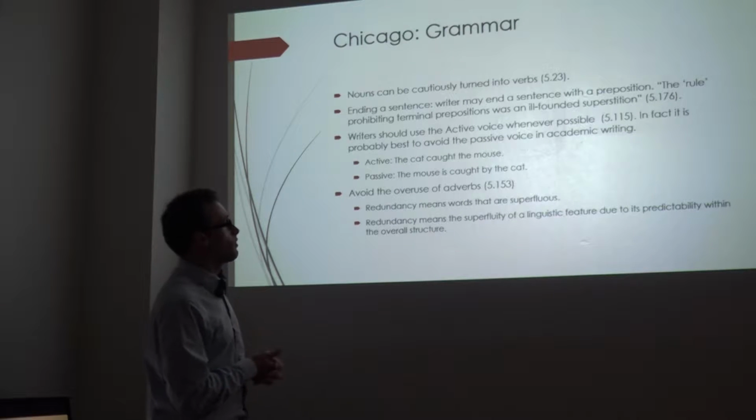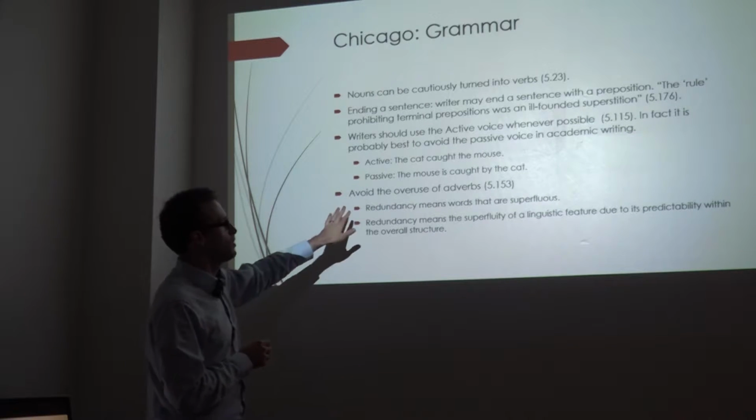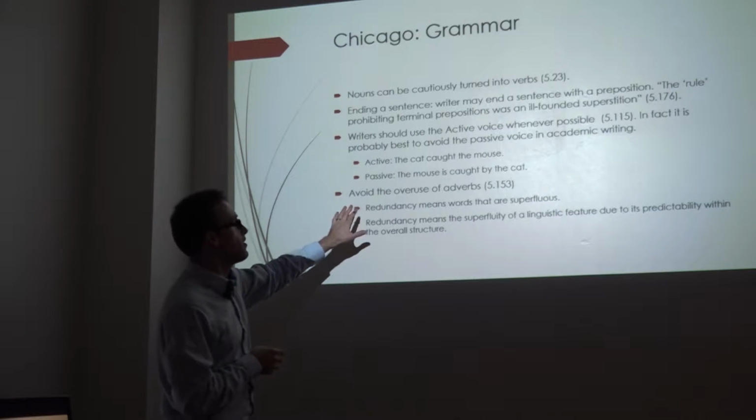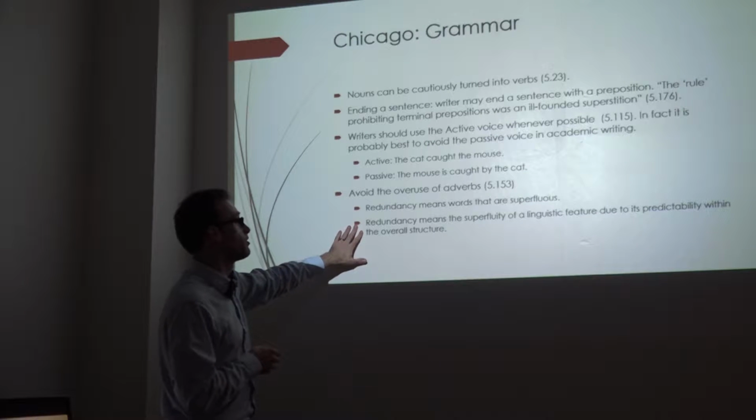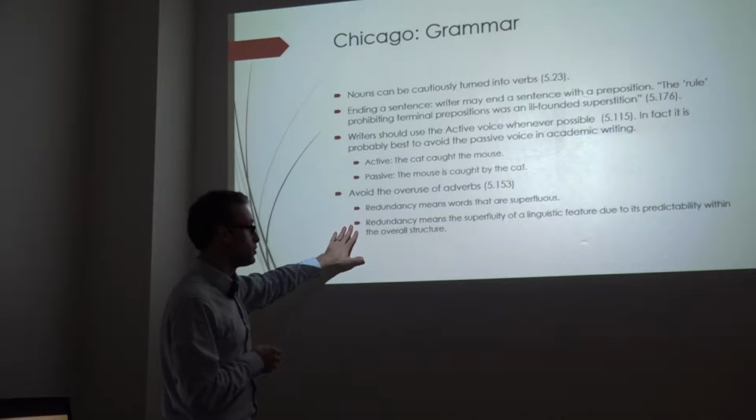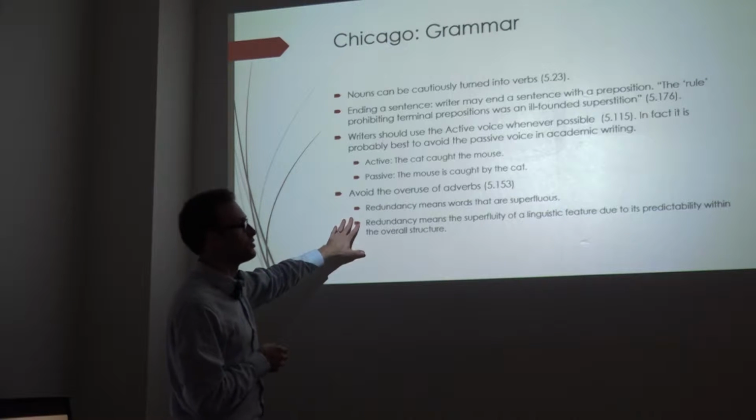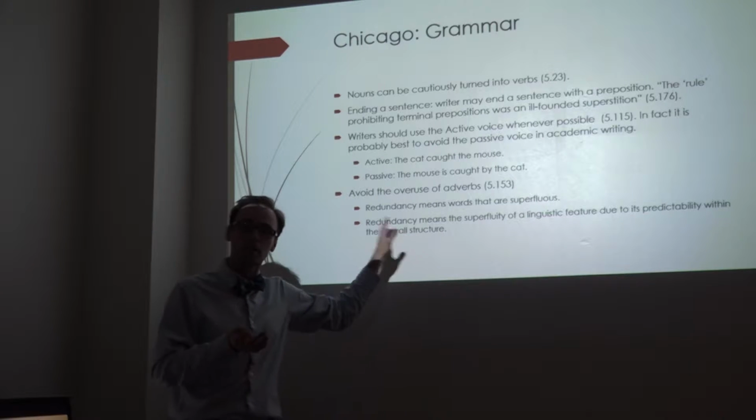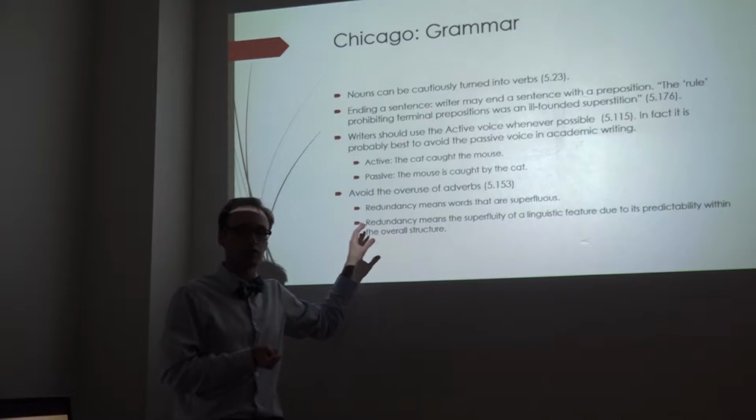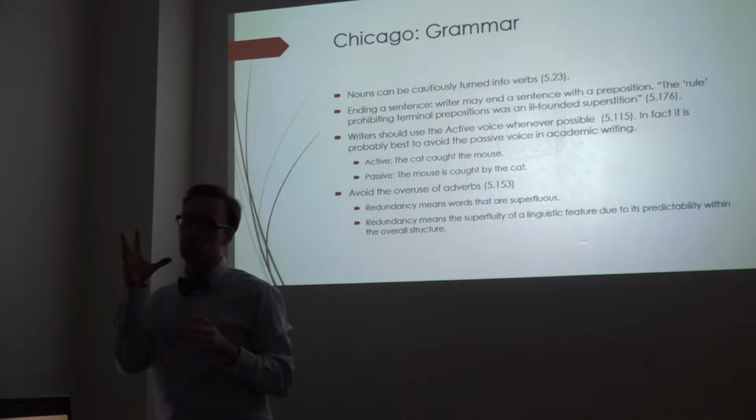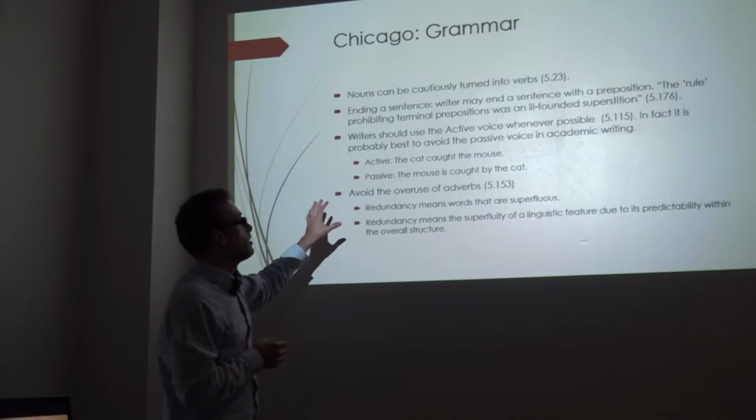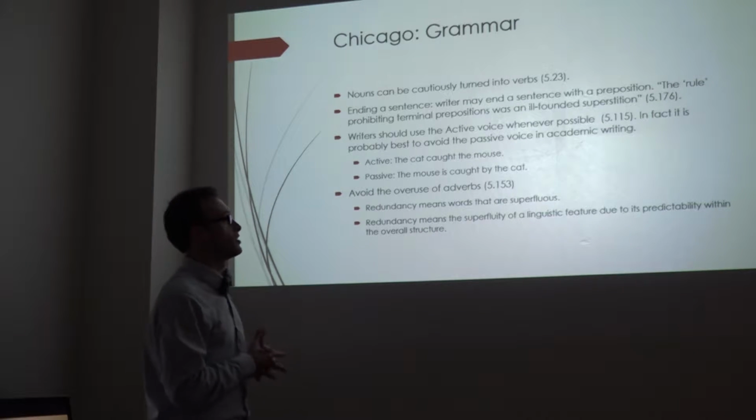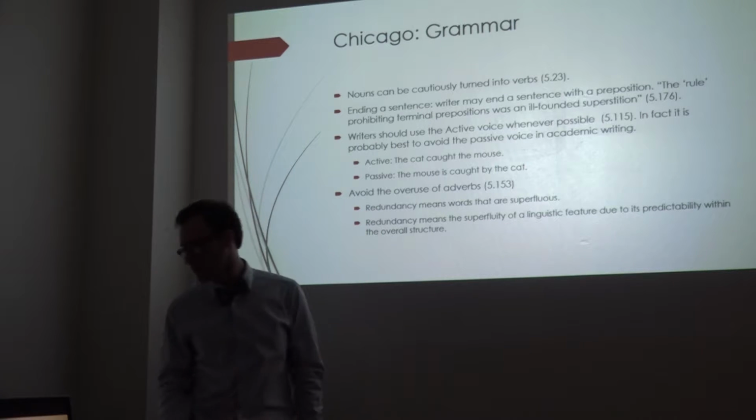Avoid the overuse of adverbs. Example: redundancy means that words are superfluous. And then what would be overdoing it? Redundancy means the superfluity of the linguistic feature due to its predictability within the overall structure. It's a mouthful. So think about how you're writing. Think about when you're using Chicago style. Chicago style is not just citations, it's also a style of writing. So keep it direct, keep it to the point, and don't overdo stuff such as adverbs. And try to avoid the passive voice whenever possible.